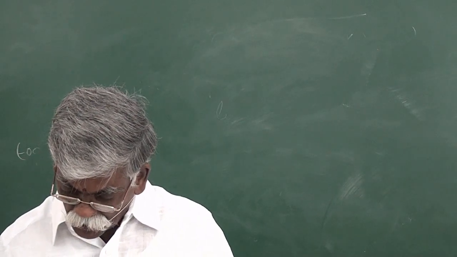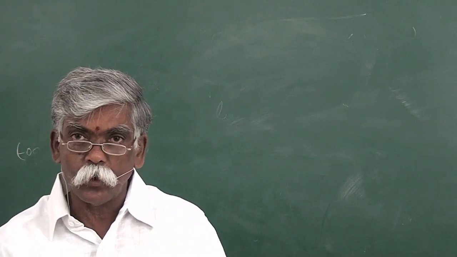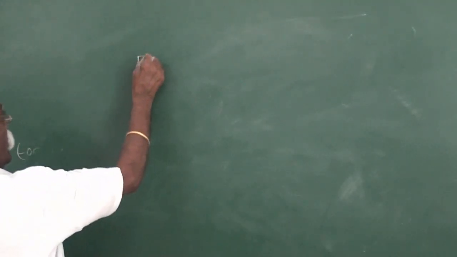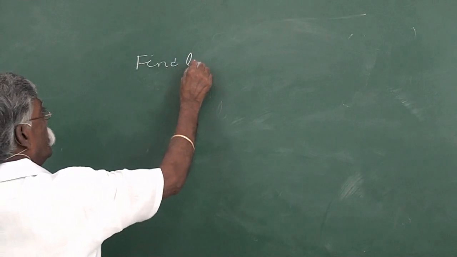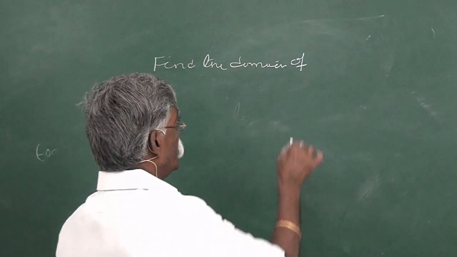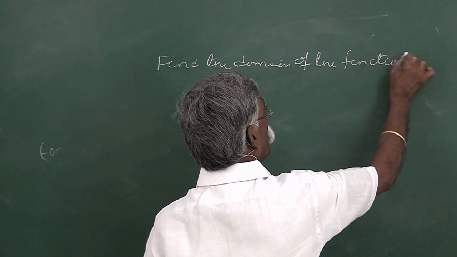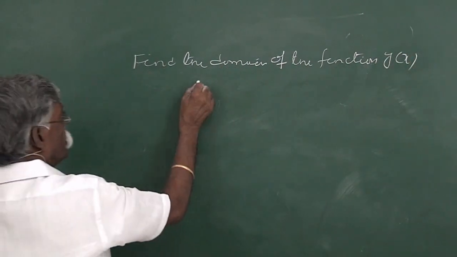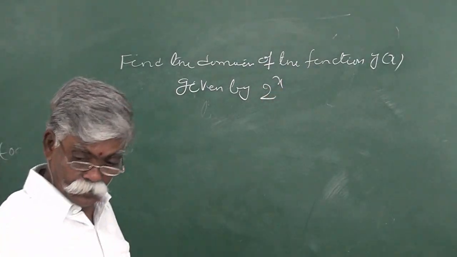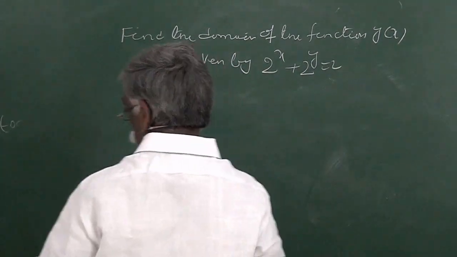Find the domain of the definition of the function y of x given by 2 power x plus 2 power y is equal to 2.